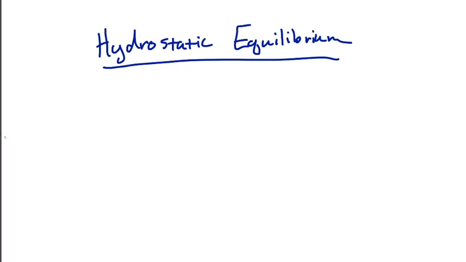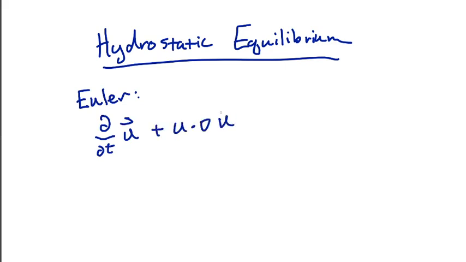Here let's consider the concept of hydrostatic equilibrium. Consider the Euler momentum equation. It says that ∂u/∂t + u·∇u is equal to minus ∇p over ρ, and this time we're going to include a body force from gravitational potential, g.